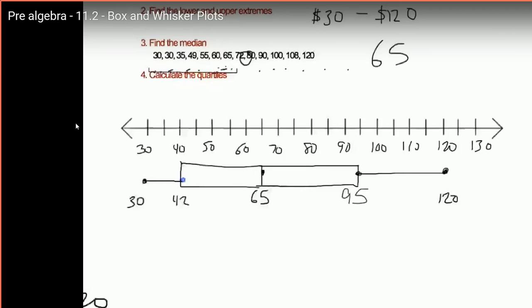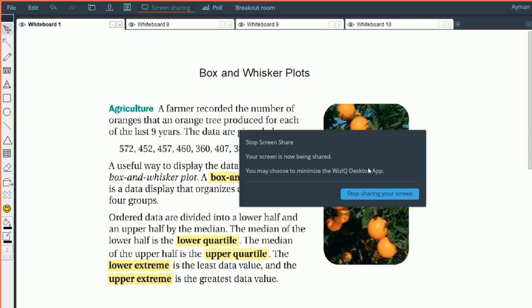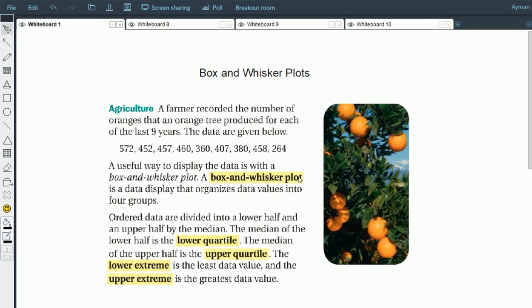We have the interquartile range, which is 95 minus 45, called what? The interquartile range. Let's move on to our lesson and see more and more. We're sharing the screen. Then kindly, guys, focus with me.